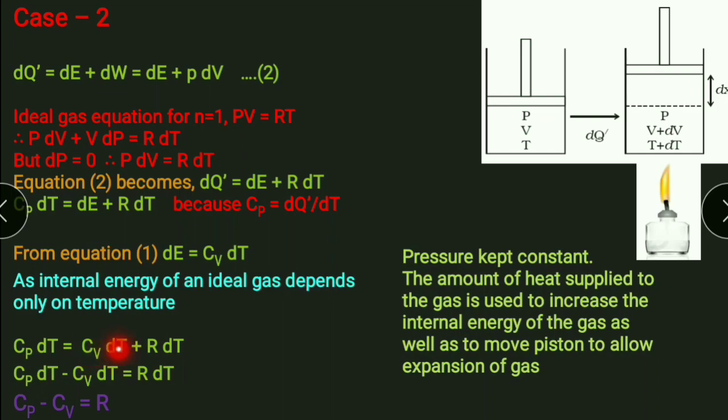Now move Cv dT to the other side. So Cp dT minus Cv dT equals R dT. Take dT common and cancel. So we get Cp minus Cv equals R. This is nothing but Mayer's relation. It states that the difference between the molar specific heat at constant pressure and the molar specific heat at constant volume is equal to the universal gas constant, that is R.